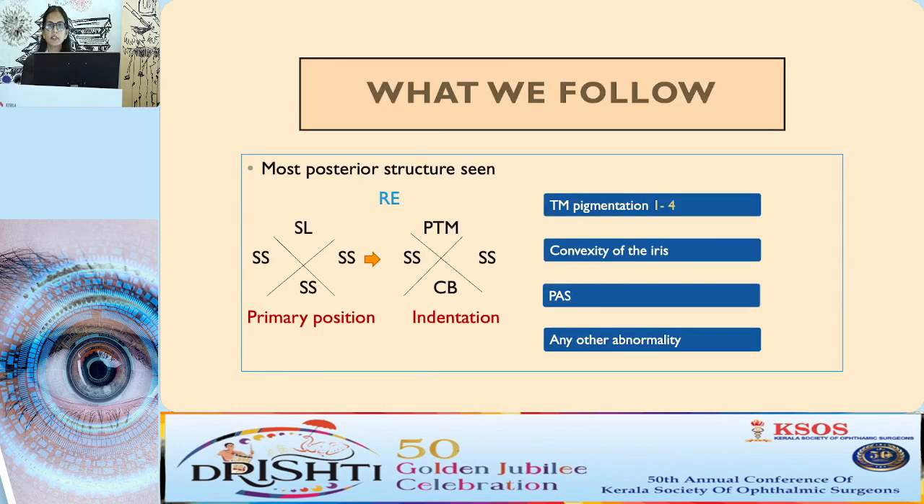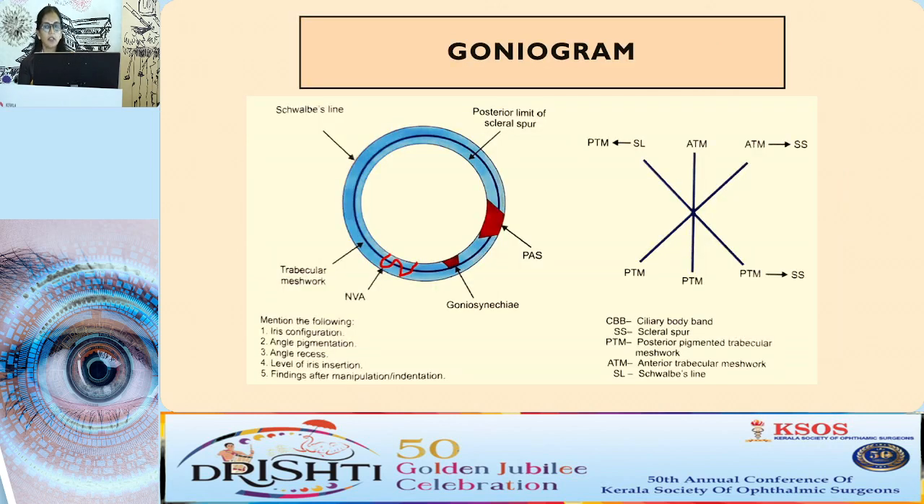How do we represent angle structures? We represent angle structures by the most posterior structure seen first in the primary position and then on manipulation or indentation. We can also represent the trabecular pigmentation, convexity of the iris or peripheral prominent roll of the iris, and subtle features like peripheral anterior synechiae or new vessels in the angle. This is a representation of the goniogram. You can record the finer details like NVA, goniosynechiae and peripheral anterior synechiae.